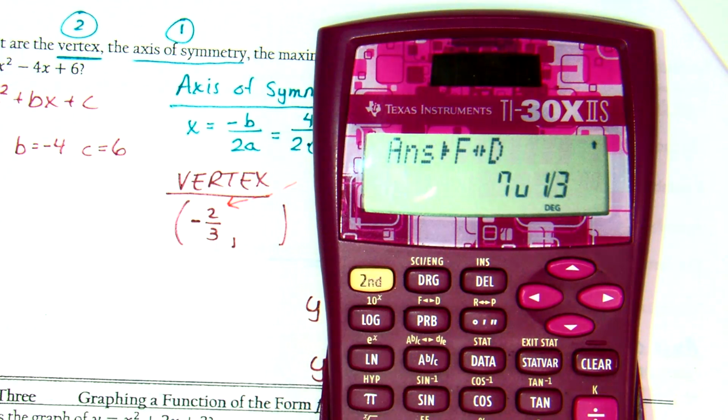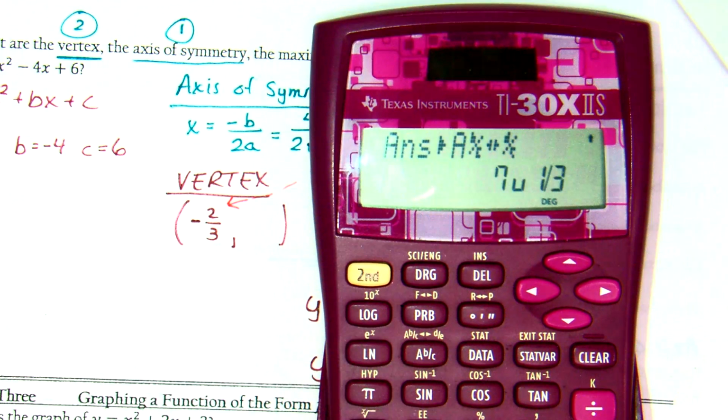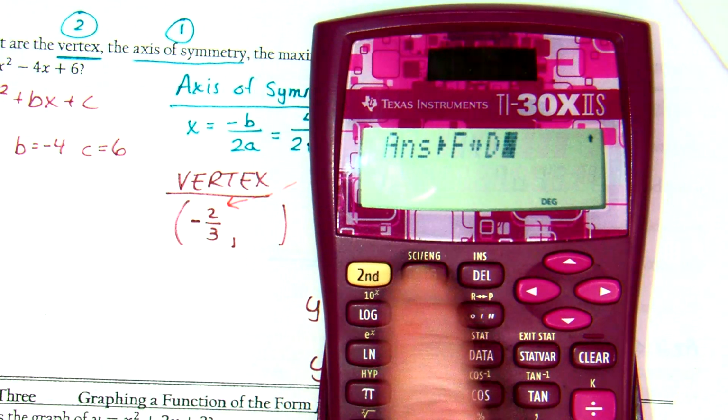I also have the option on most scientific calculators of going between a mixed number and an improper fraction. For me, that is using the ABC to DE button, because that will take me back and forth. So if I do second and that button, it will take me from 7 1/3 to 22/3. If I hit it again, it will take me back to 7 1/3. If I want to go back to a decimal, I can hit the FD button.